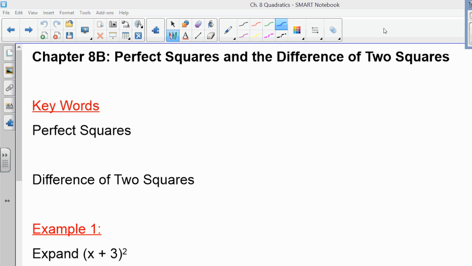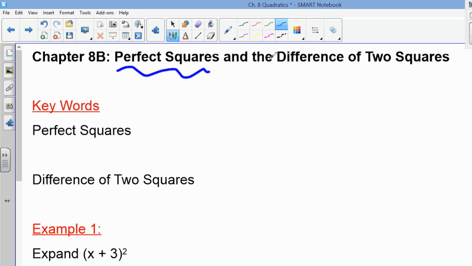Hello, Year 9. This is Chapter 8b, titled Perfect Squares and the Difference Between Two Squares. So just a couple things to think about.